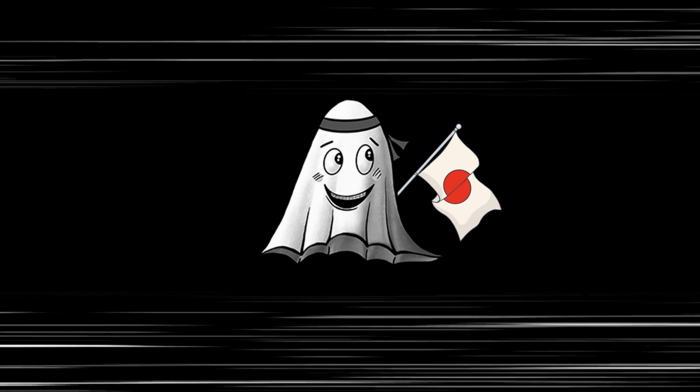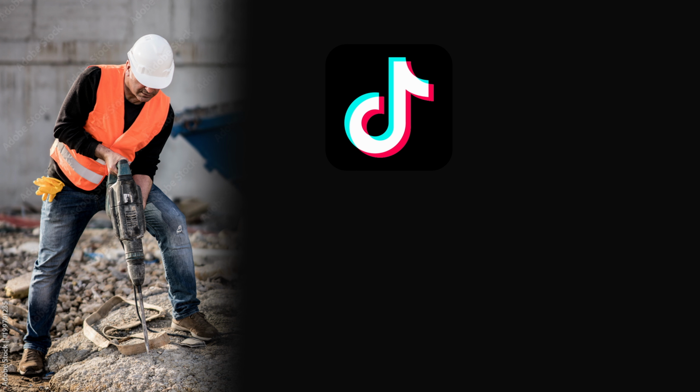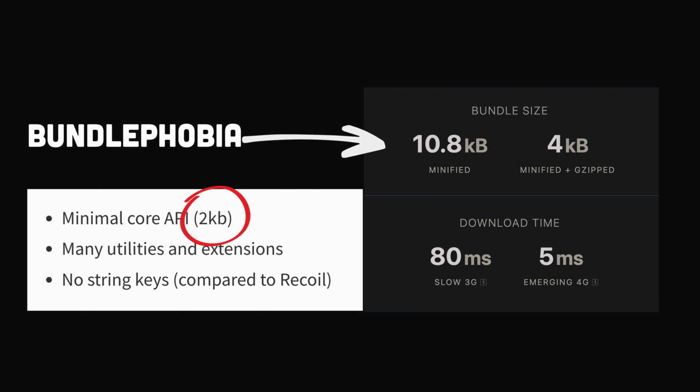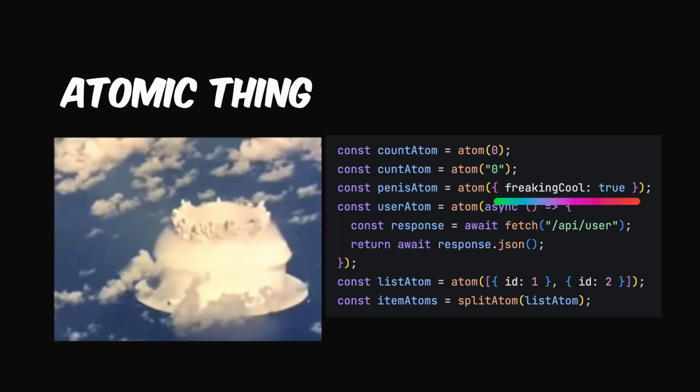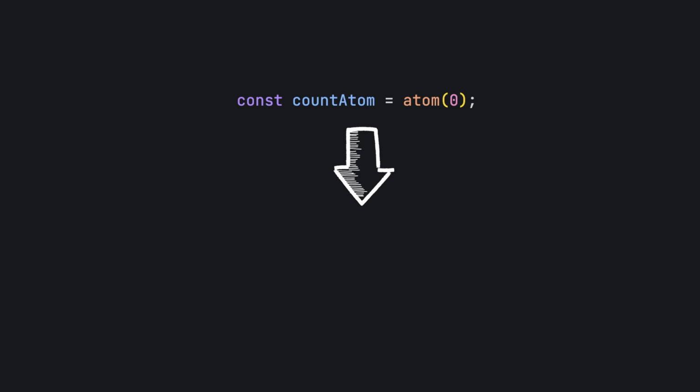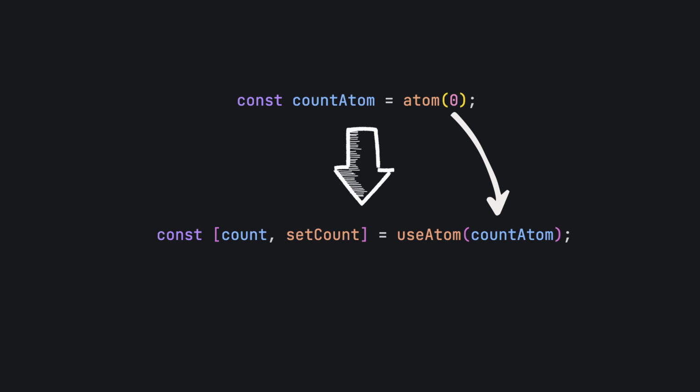Jotai is a Japanese and tiny state manager for React, and it's been used by TikTok, Adobe, and Meta. By tiny, I mean 2 kilobytes. It uses an atomic state approach where each atom is a unit that contains the state, which then you can use by a hook similar to useState. Only this time you pass that piece of garbage to the hook.